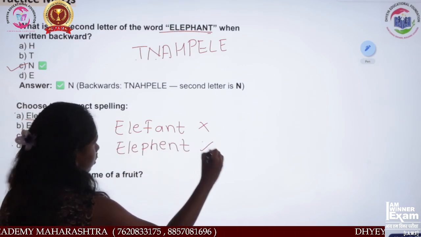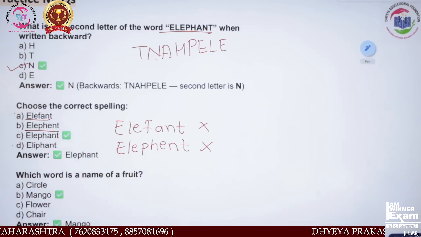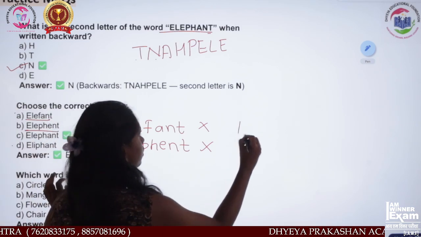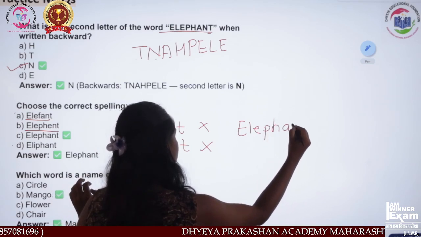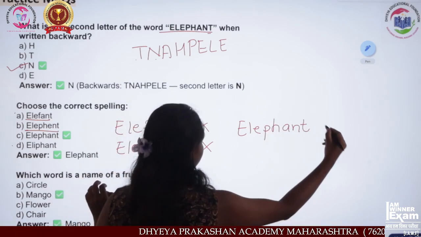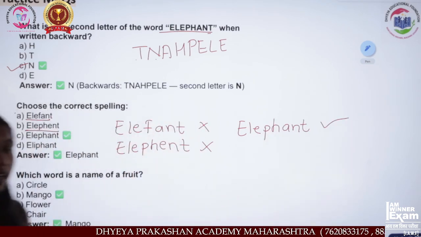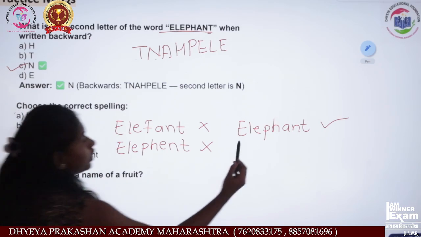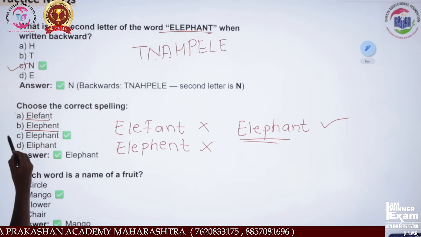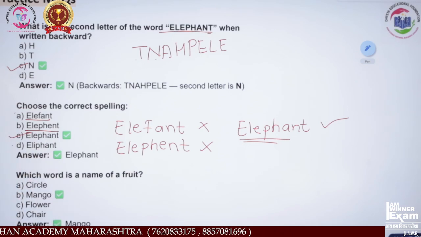Elephant. Now this is also the wrong spelling. The next, that is elephant. Now this is the correct spelling of the elephant. So the correct spelling of the elephant is this. Means the third one. So the option 3, C is the correct answer.